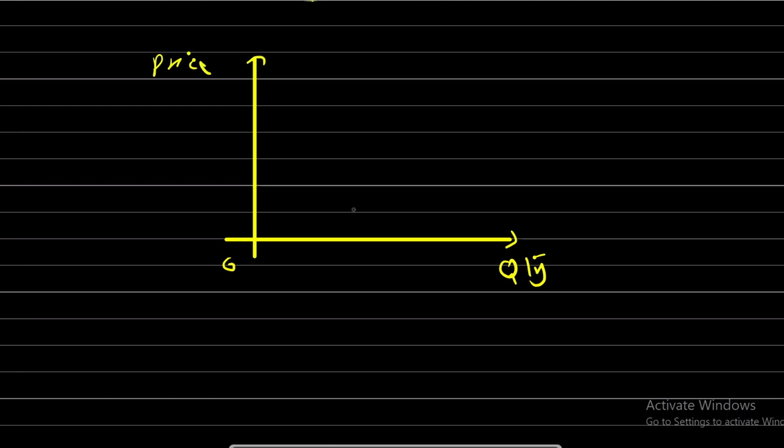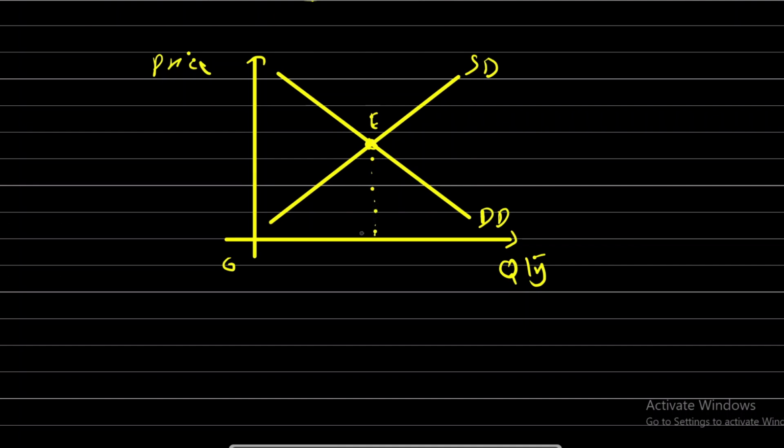So we have price on Y and quantity on X, and this is the demand for domestically produced goods, and this is the supply of domestically produced goods. Meaning the demand for goods that are produced within the country, and the supply of goods that are produced within the country. So equilibrium of locally produced goods is taking place at Q, where the quantity of domestically produced goods traded in the market is Q and the price is P.